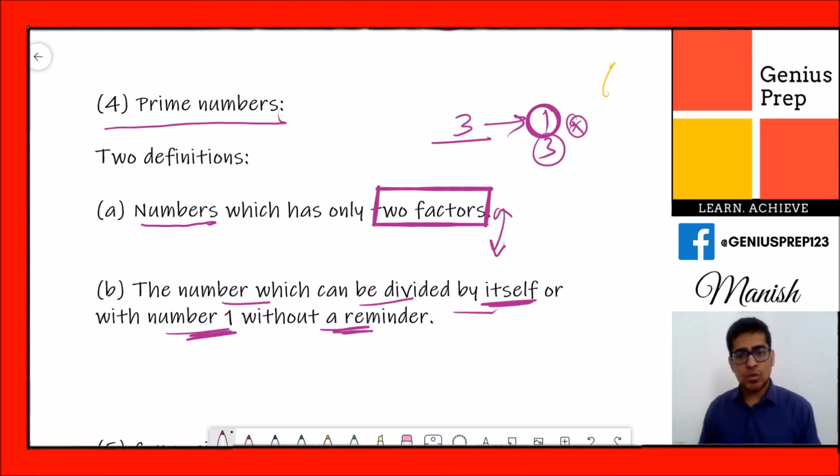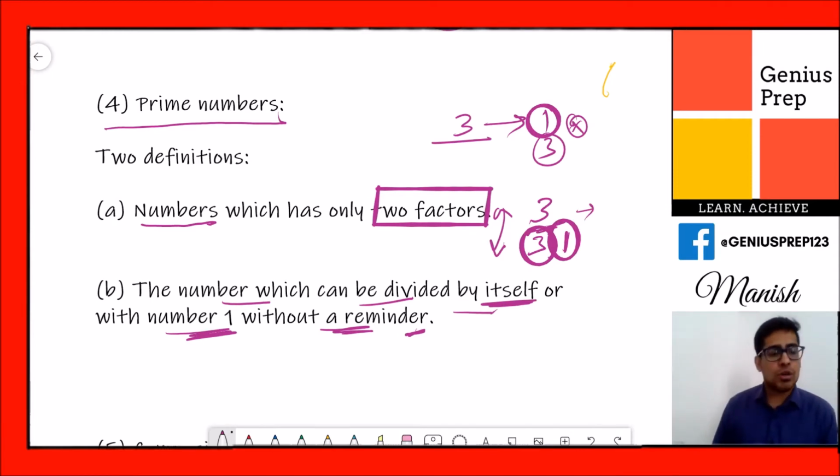So what it says: suppose there is a number 3, a number which can be divided by itself or by number 1 without a remainder. That's why we can say it has only 2 factors and we are not getting any remainder, so it is called a prime number. Let's see which numbers are prime numbers.